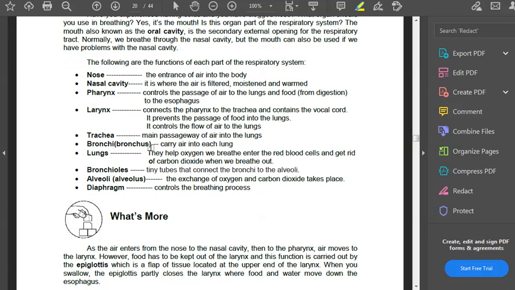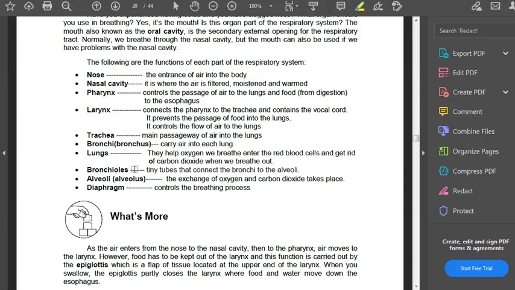So, the trachea also is the main passageway of air into the lungs. Then you have the bronchi, which carries the air to each lung, and then our lungs, of course. This is the function of our lungs: they help the oxygen that we breathe enter the red blood cells and get rid of the carbon dioxide when we breathe out. So it's very important, the lungs. Very important. That oxygen should remain in our red blood cells so that we can live. And then the carbon dioxide, we exhale that when we breathe out.